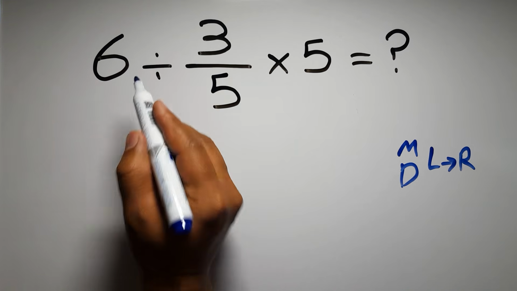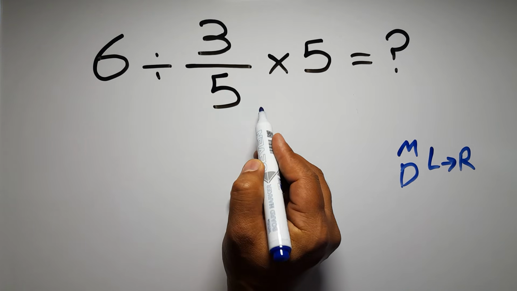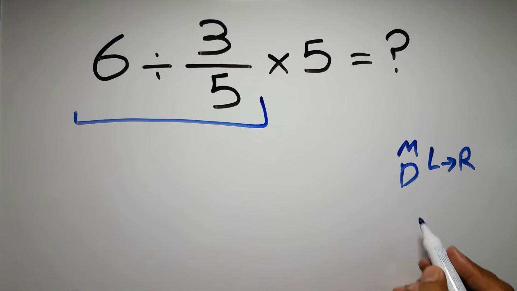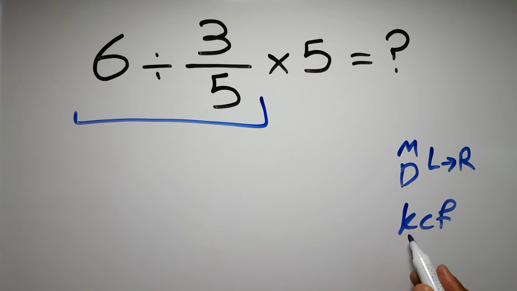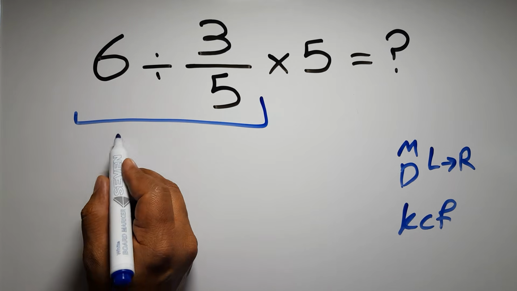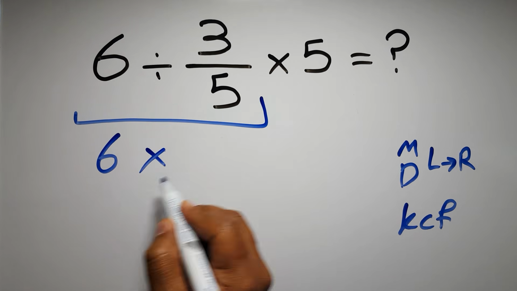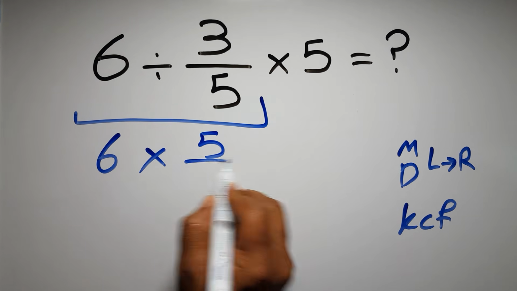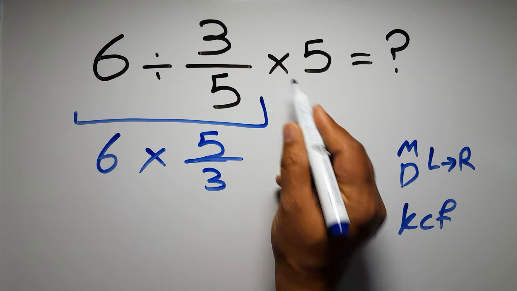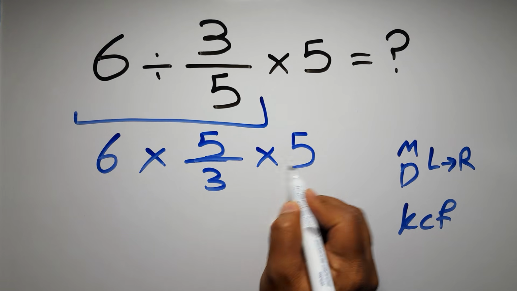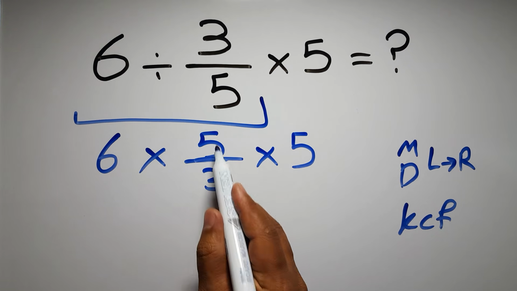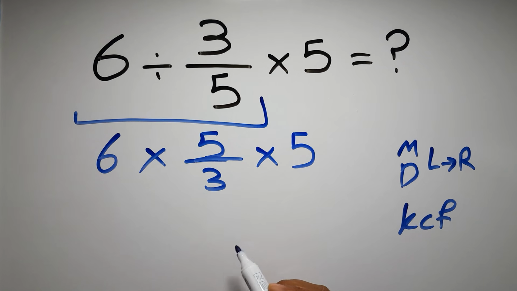So first this division, 6 divided by 3 over 5. According to the KCF rule, K stands for keep, C stands for change, and F stands for flip. We can write keep the first fraction, change division to multiplication, and flip the second fraction. And here we have times 5. Now, 6 times 5 over 3 times 5.